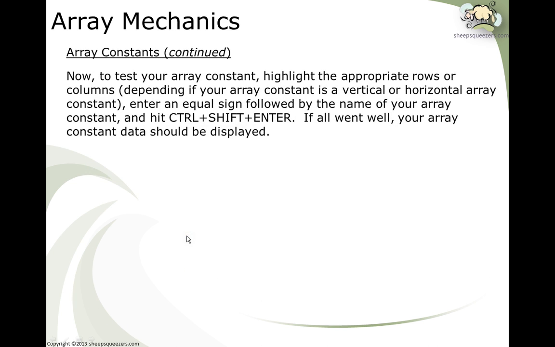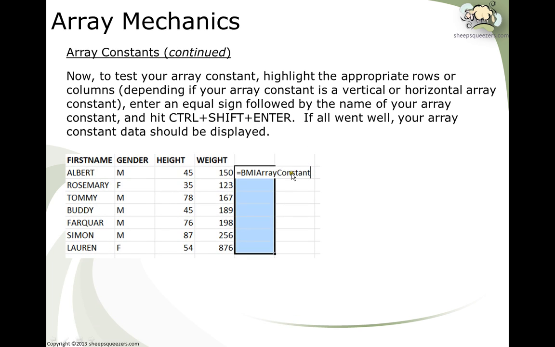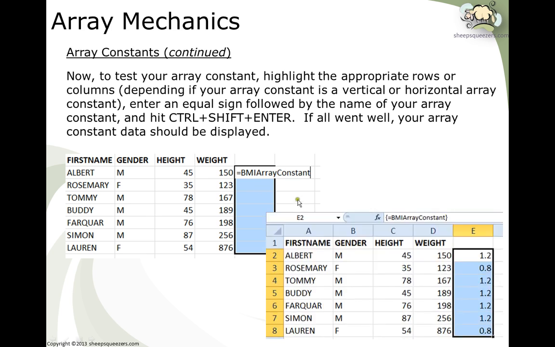Now, to test your array constant, just to make sure it's okay, highlight the appropriate rows or columns, depending on whether your array constant is a vertical or horizontal array constant. Enter an equal sign, followed by the name of your array constant, and hit Control, Shift, and Enter. If all went well, your array constant should be displayed properly. So I've highlighted the 7 rows here. We have 7 cells. I've entered equals BMI array constant, because that's the name of my array constant. I hit Control, Shift, and Enter. And then voila, we get the data back, and the data looks good, so we can now move on to the next example.